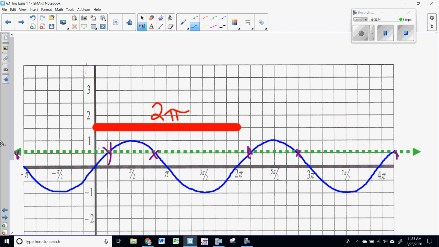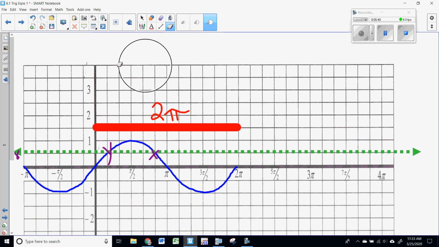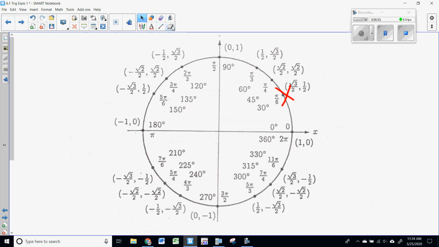But what we want to look at today is, let's say we're only looking for one period. We're only going to look over 2 pi. So if you think about this graph, we are going to erase everything but one period. And now on that period, we want to find our solutions. And you can see we only have 2. Another way to think about this is we're going to look on the unit circle. And we're going to find what are the answers on the unit circle, whether we're in radians or degrees.